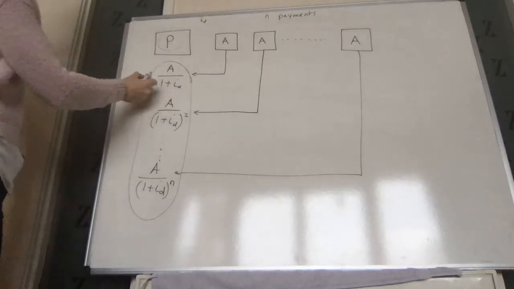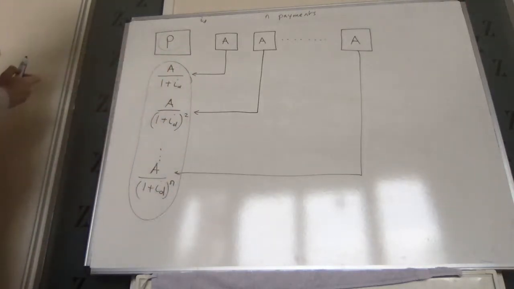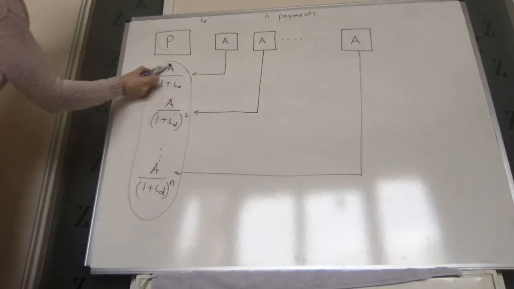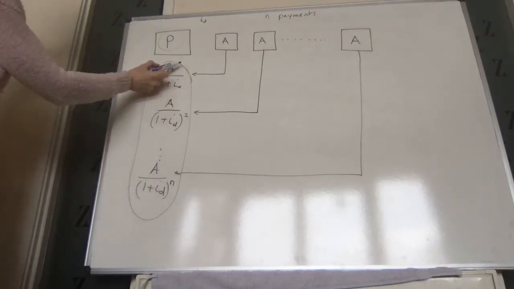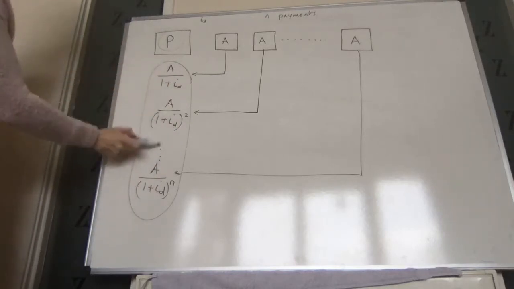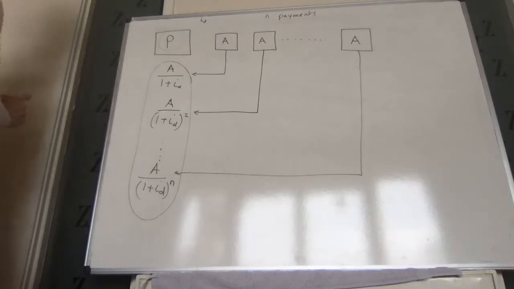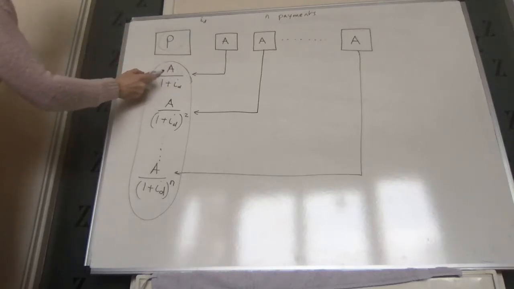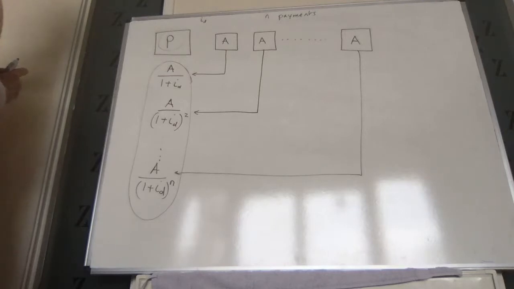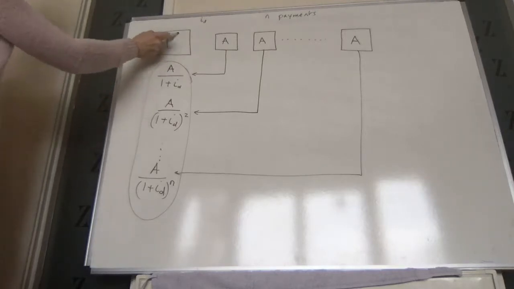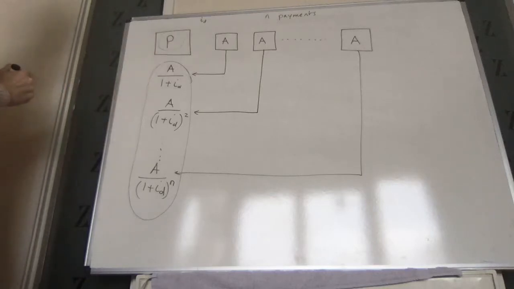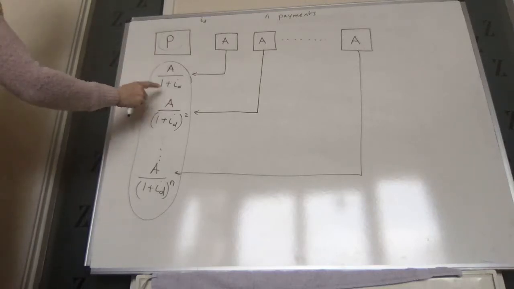So this is just a geometric series, and all we do now is we equate the sum of the geometric series with the P that the bank give you, and we will then figure out what value A would have to be so that you are paying the bank back their P. So we're going to eventually look for A.